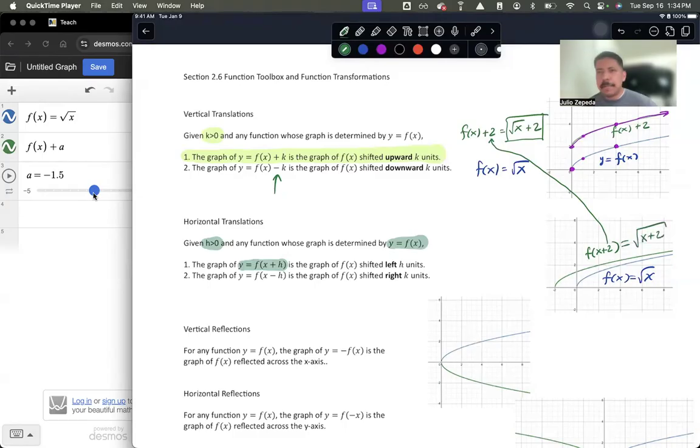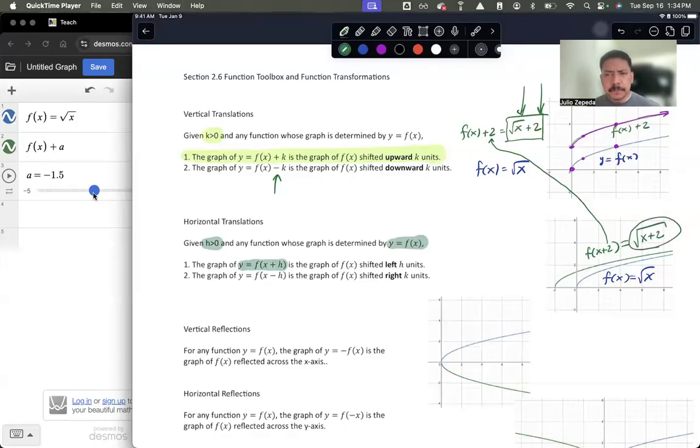Right? Those sound the same, but it's the square root of the entire quantity x plus 2, not the square root of x and then plus a 2 outside of the square root, but the square root of the quantity x plus 2. Okay, so what is this going to look like?